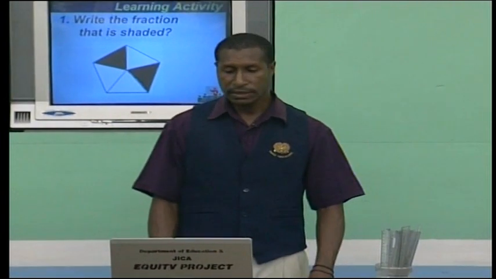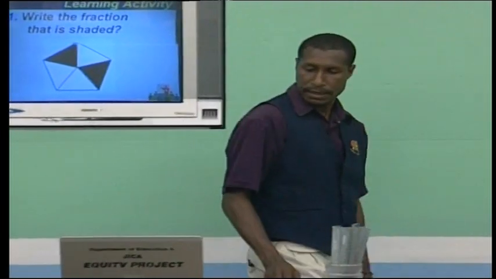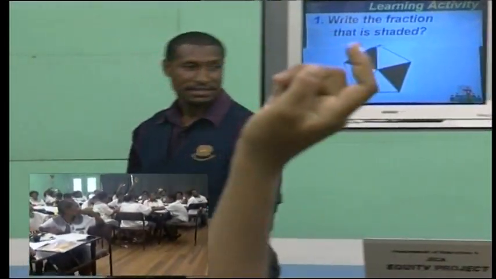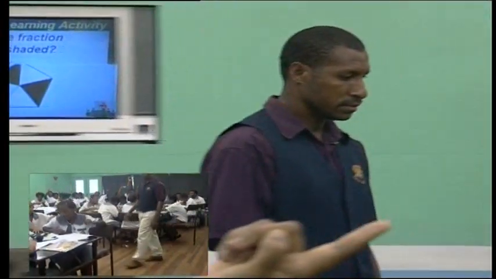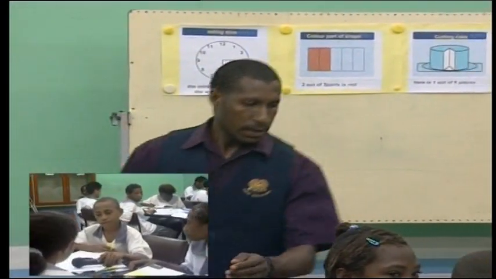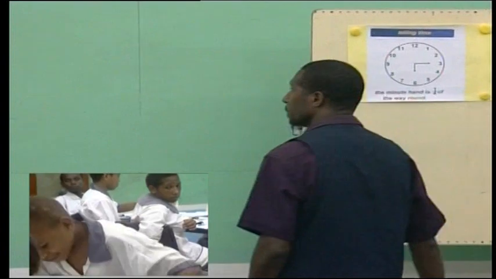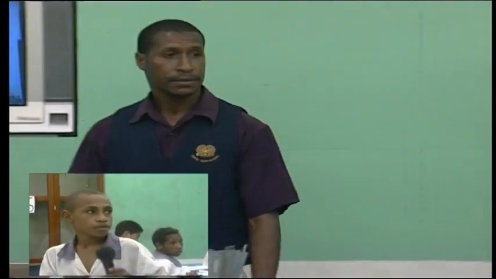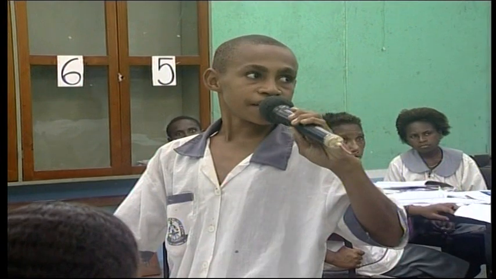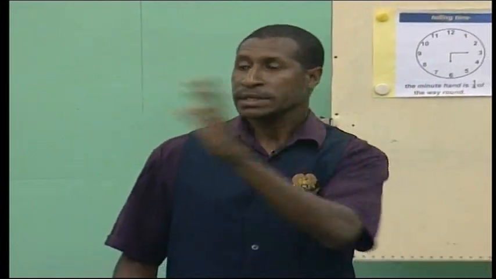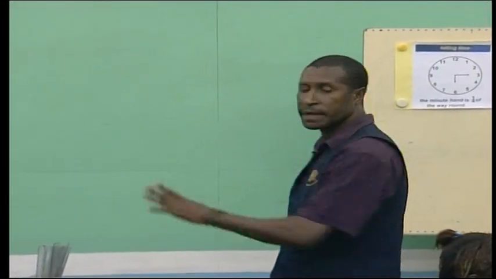Okay, receiving students and 8, what is the answer for question number 1? Write the fraction that is shaded. Okay, I'll have Michael. Michael, what fraction of the shape is shaded? 2 parts is shaded. Okay, Michael says 2 parts is shaded. Very good. Now, he says that 2 parts of that shape are shaded. And what is the fraction?